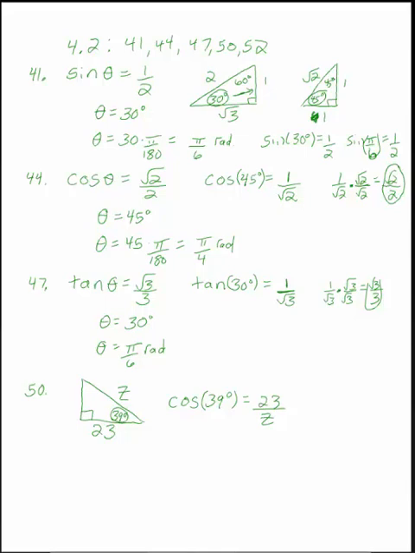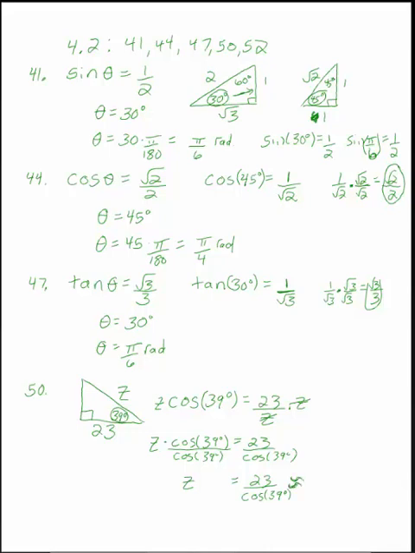So now I'm just going to solve this equation for z. I'll multiply both sides by z to get it out of the denominator. So I get z times the cosine of 39 degrees equals 23. And then I'm going to divide both sides by the cosine of 39 degrees. And I get that z equals 23 divided by cosine of 39 degrees. Now I can approximate that.